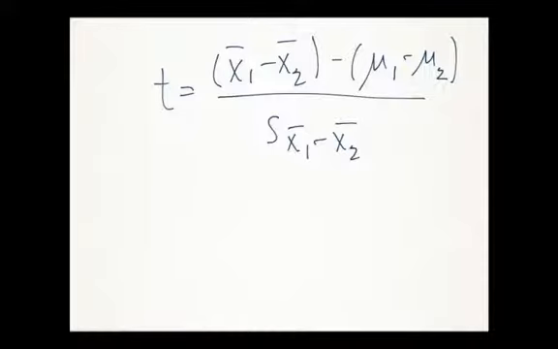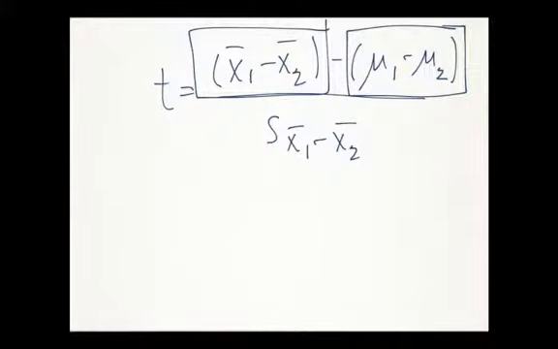Okay? The question we're asking is, is the observed mean difference similar to the hypothesized mean difference? Okay, so is the observed mean difference, which is this piece, similar to the hypothesized mean difference, that's this piece, relative to the variability in the data? The variability is captured by this standard deviation in the denominator. Okay, so is the observed mean difference similar to the hypothesized mean difference relative to the variability in the data? Okay, all right.